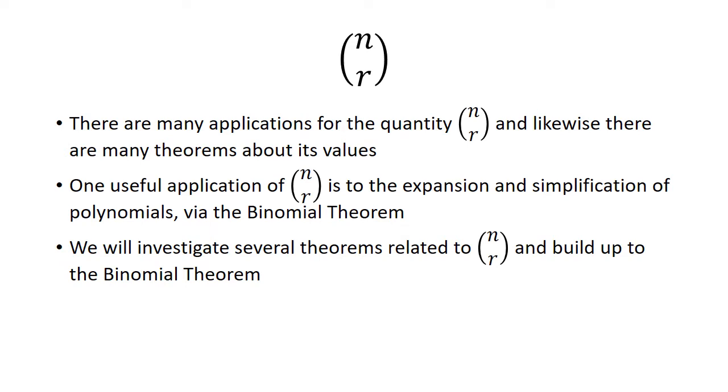So today we're going to talk more about the quantity that we defined last time, which is n choose r. Remember that this is the number of possible size r subsets from a set of size n. There are a lot of applications for this quantity, and likewise there are a lot of theorems about its values. It has that formula, n factorial over r factorial times n minus r factorial, and you can make a lot of different equations using that formula.